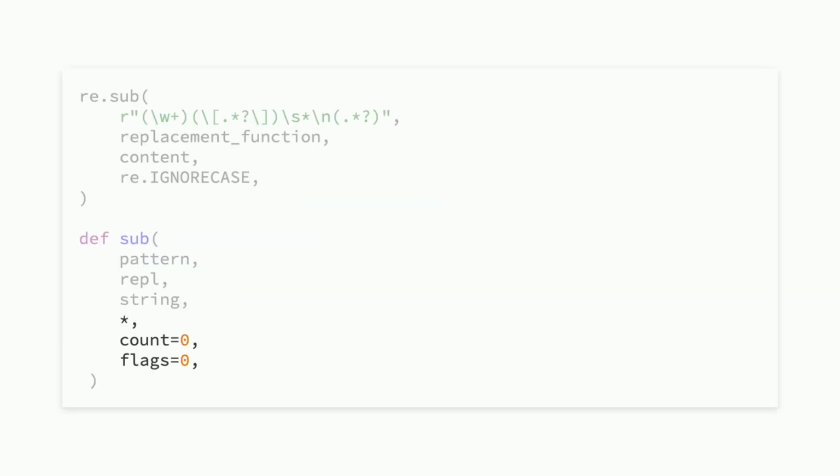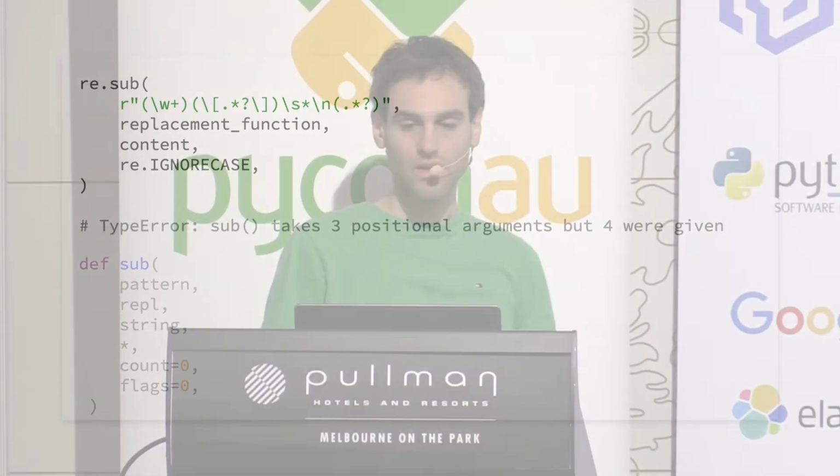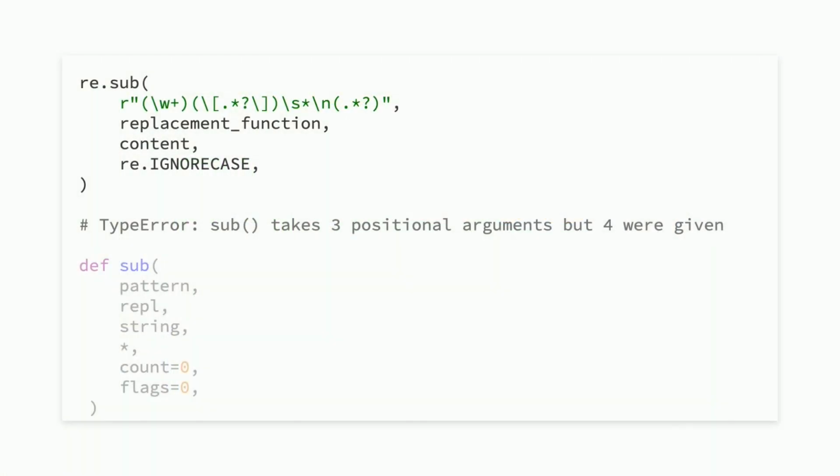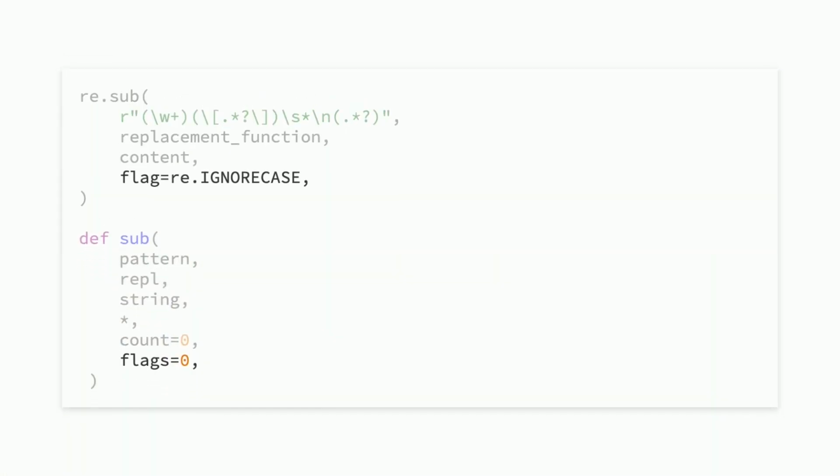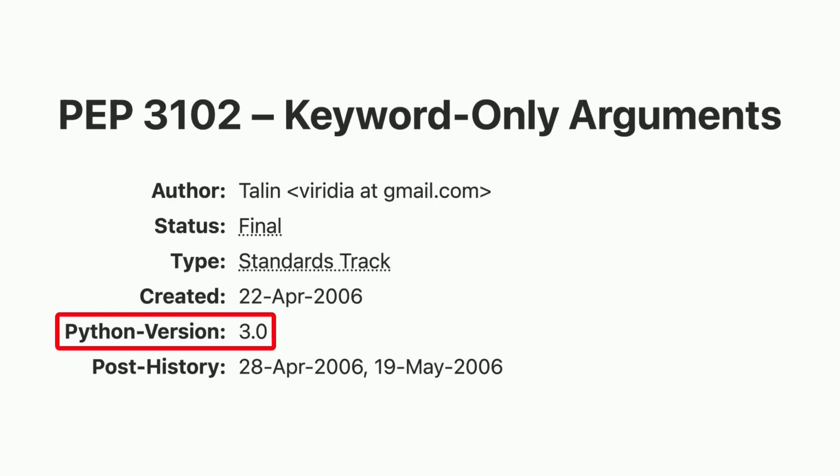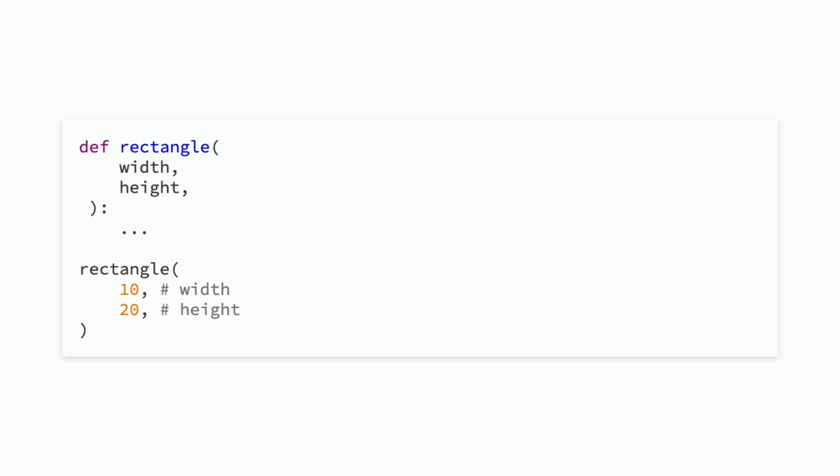And the way that they will do that is by putting star as the parameter before count and flags. So what is this? What this will do is it will throw an error when we try to call the function without naming those arguments. And we require that we explicitly specify the flag with a keyword argument. And this feature was added in Python 3.0, which is quite a long time ago.